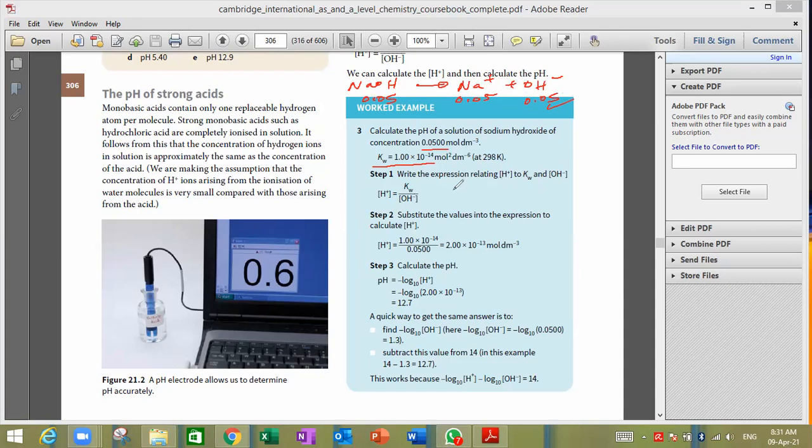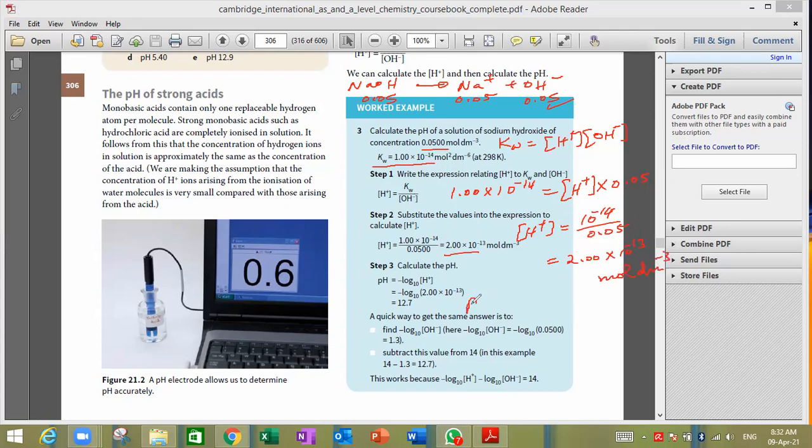Now, we said that Kw equals the hydrogen ion concentration times the OH ion concentration. And Kw is 1 times 10 to the power minus 14 equals the hydrogen ion concentration, which we don't know, times 0.05, which is the concentration of the hydroxide ion. So the hydrogen ion concentration equals 10 to the power minus 14 divided by 0.05, and we get the number. The number here was 2 times 10 to the power minus 13 moles per decimeter cube.